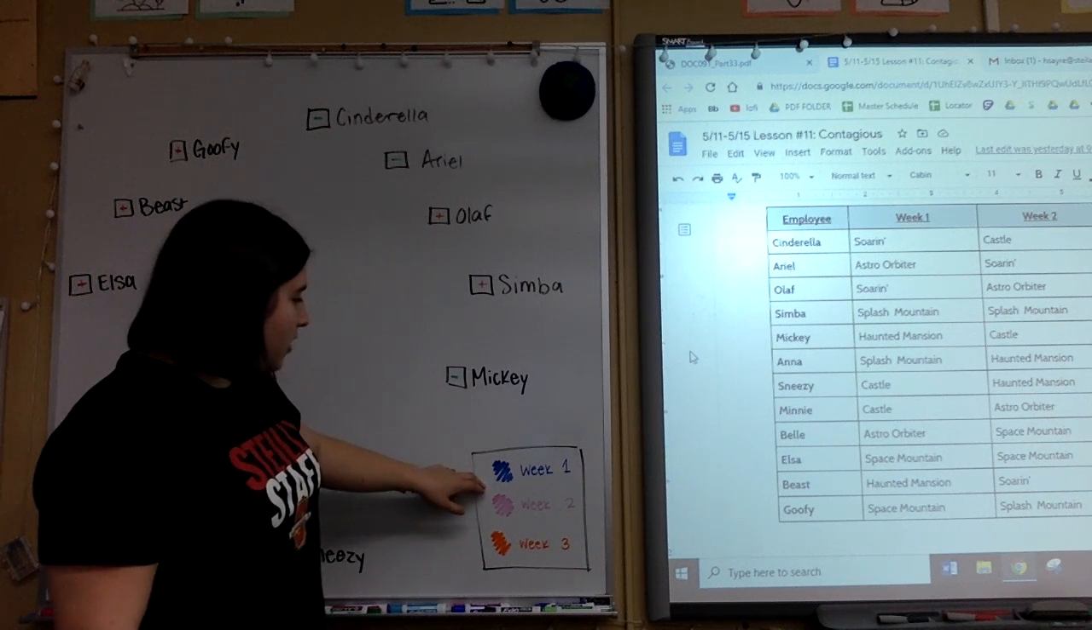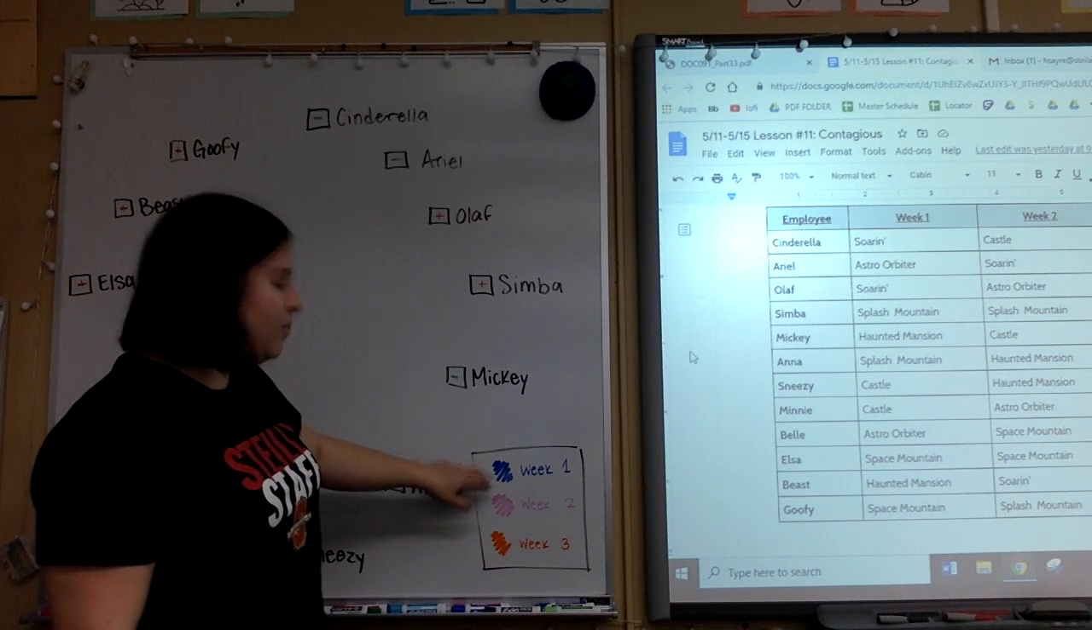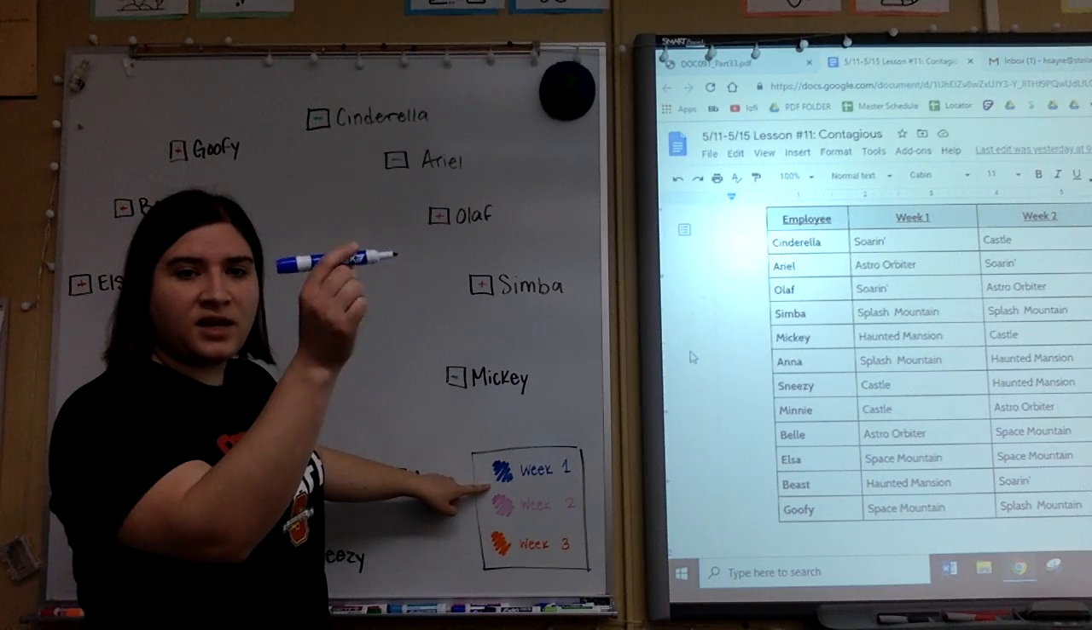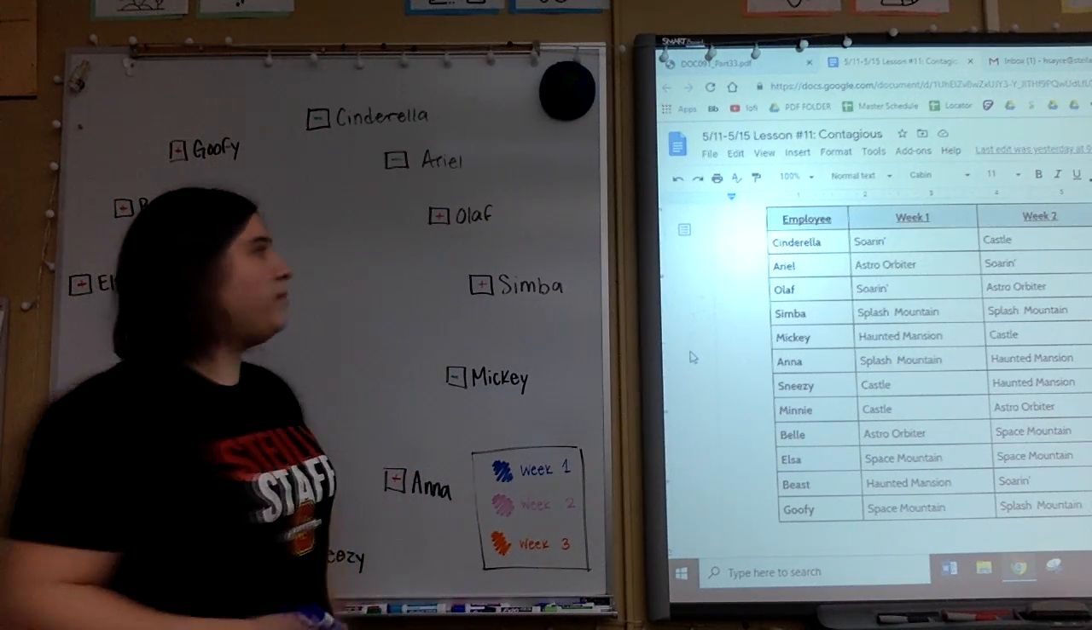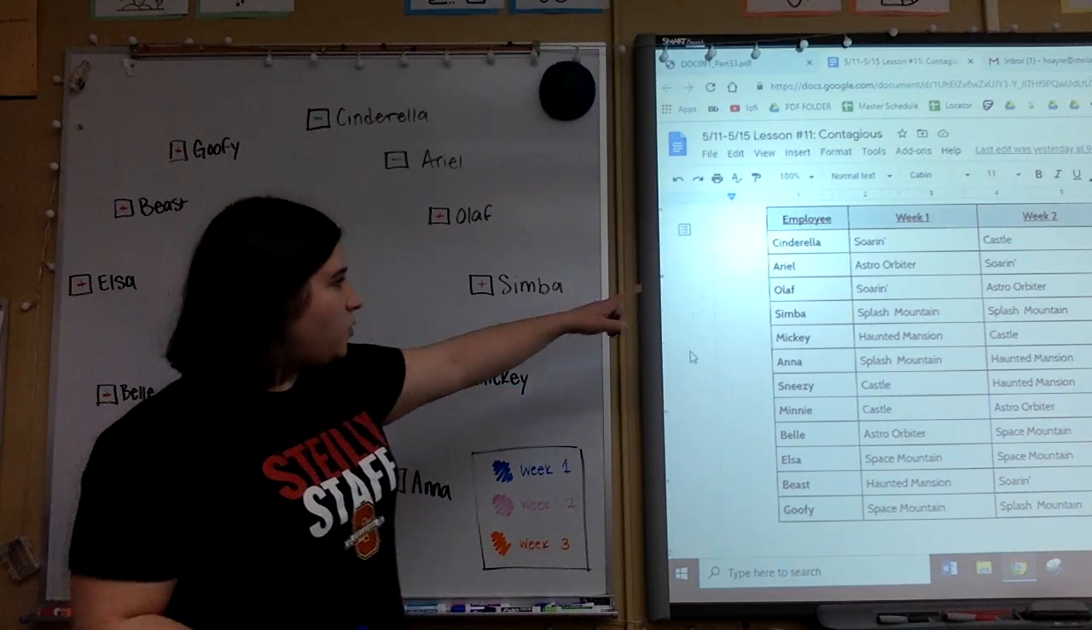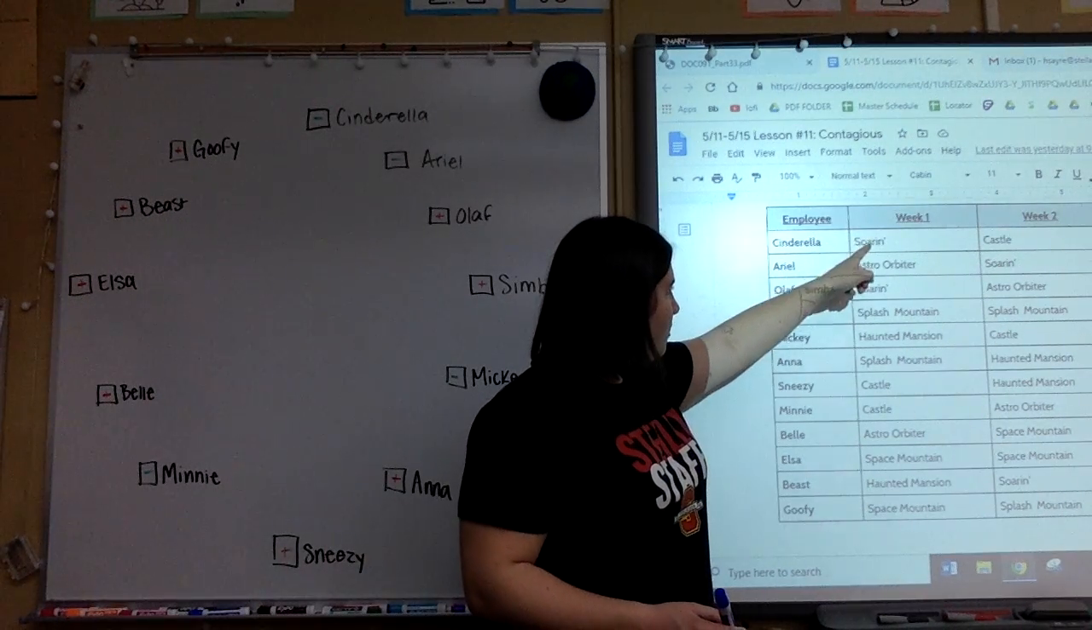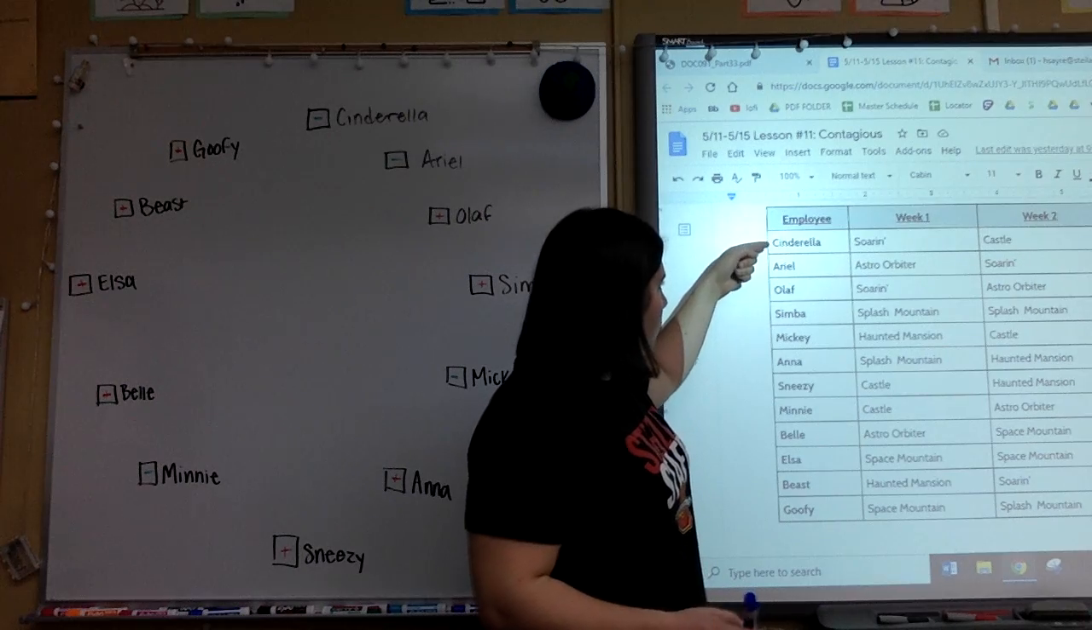I also have a color code for when people were working together. So week 1, the connections are going to be with this blue marker. So let's go through and start figuring this out. So week 1, I can see who was working together. Cinderella, I'm just going to start at the top and work my way down.